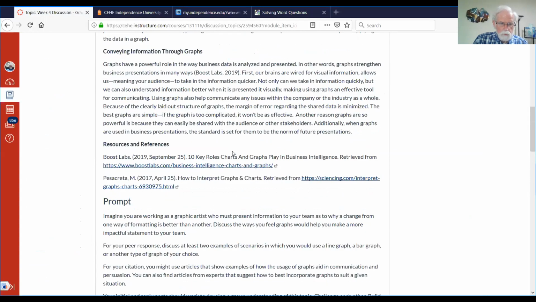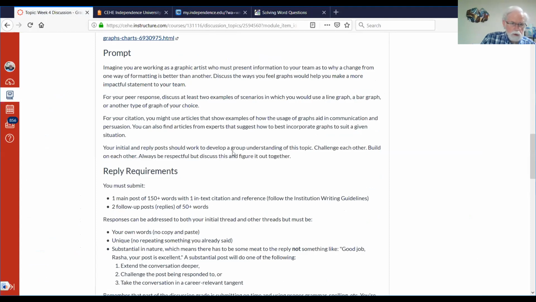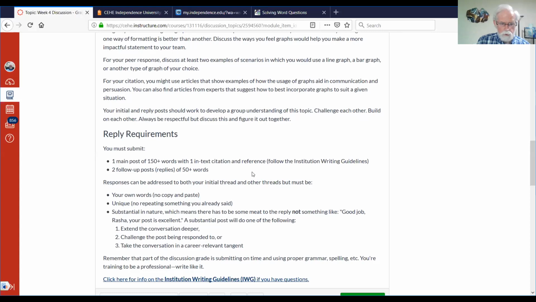In it, your prompt is here. And the idea is that you're going to be discussing the ways graphs will make a more impactful statement to your team. I have posted some things that I think are useful to know. Some of it is based on my own experience with doing a lot of presentations over the years, but others are based on some obvious research that has been done.